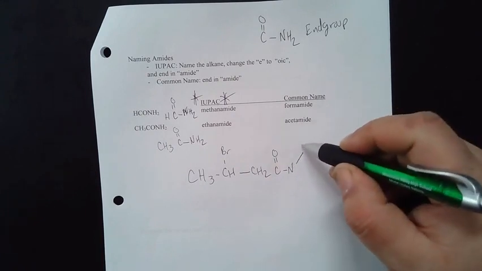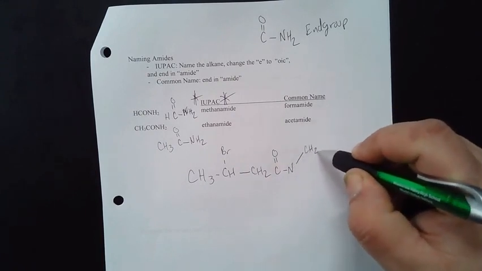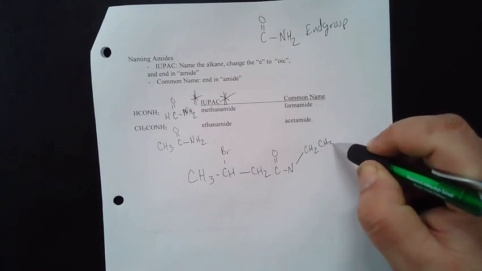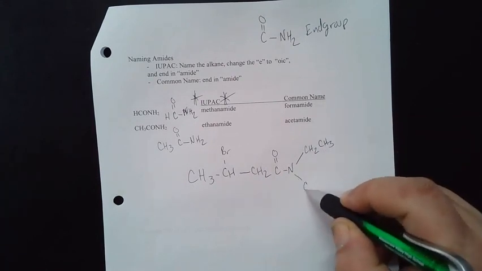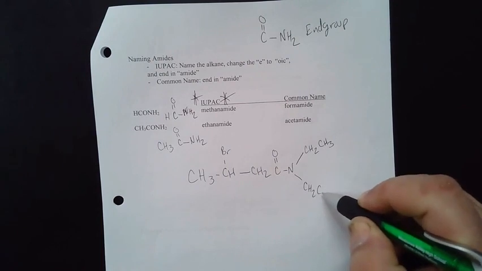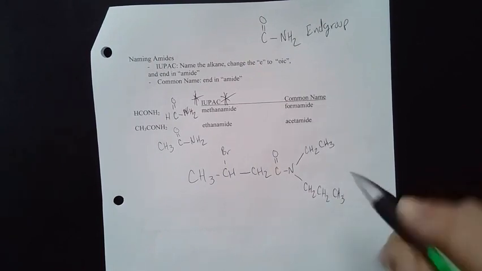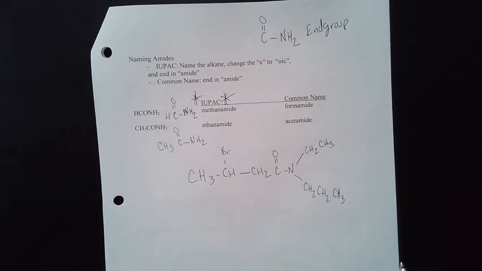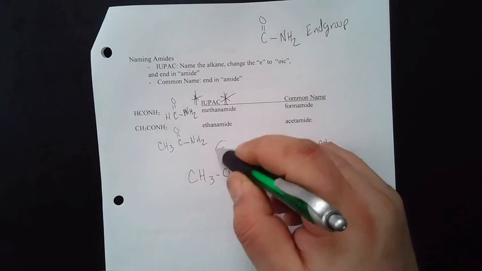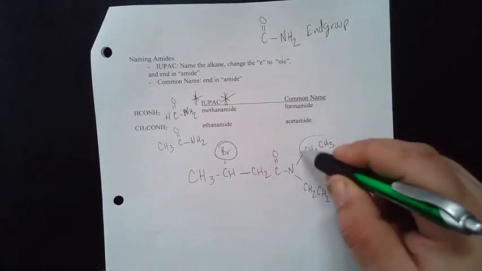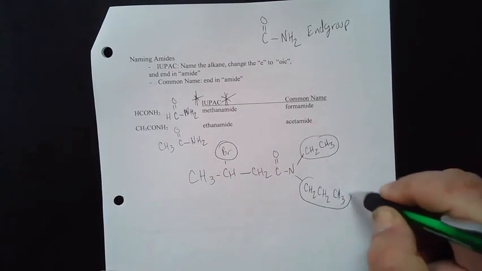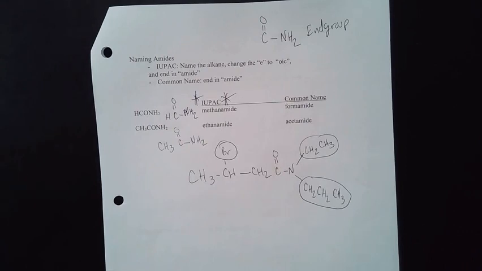But we're going to substitute, just like we do with the amines, on the nitrogen with a CH2, CH3, and then CH2, CH2, CH3. So an ethyl and a propyl group. When we number our carbons, we start at the end group because we got to get to this bromine. Okay, so here's all of our groups.